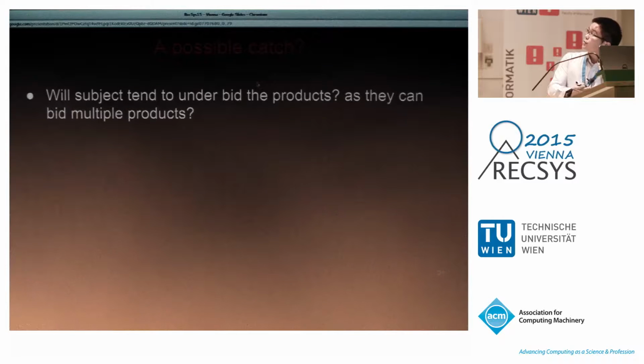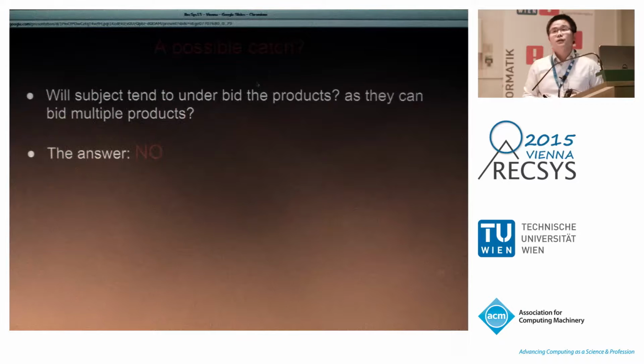So is there something wrong with this approach? You might wonder whether the subject will tend to underbid the products as they have multiple bidding chances, right? They could take advantage of this rule. But actually it's not a problem, because we only want the bidded products to be randomly chosen for the BDM. We can prove that it's still the user's best strategy to state the willingness to pay truthfully.